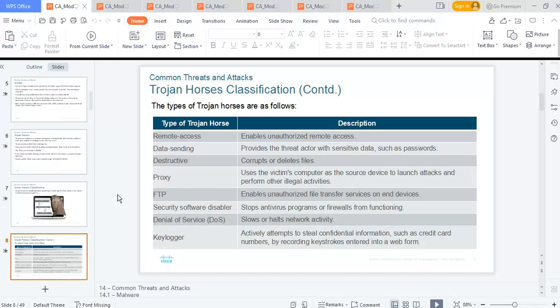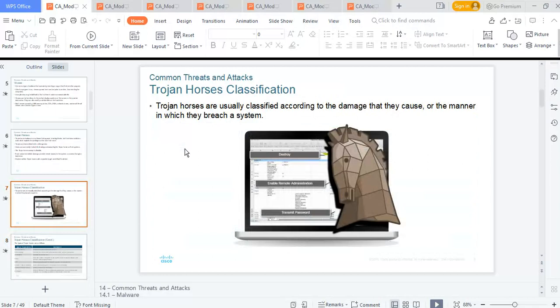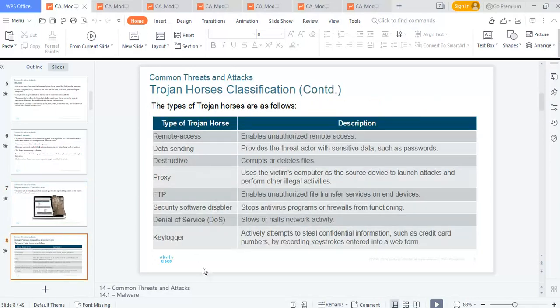So you have remote access, you have data sending, or what you call data exfiltration. That is this one here, data sending. Then you have destructive, you have proxy, FTP, and the rest. So a Trojan is something that looks like a legitimate application, but it's not, and it's doing any of this.